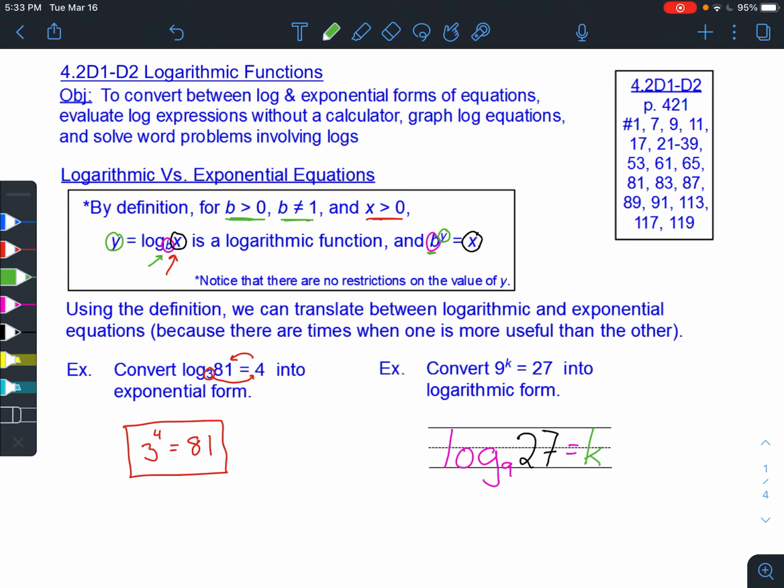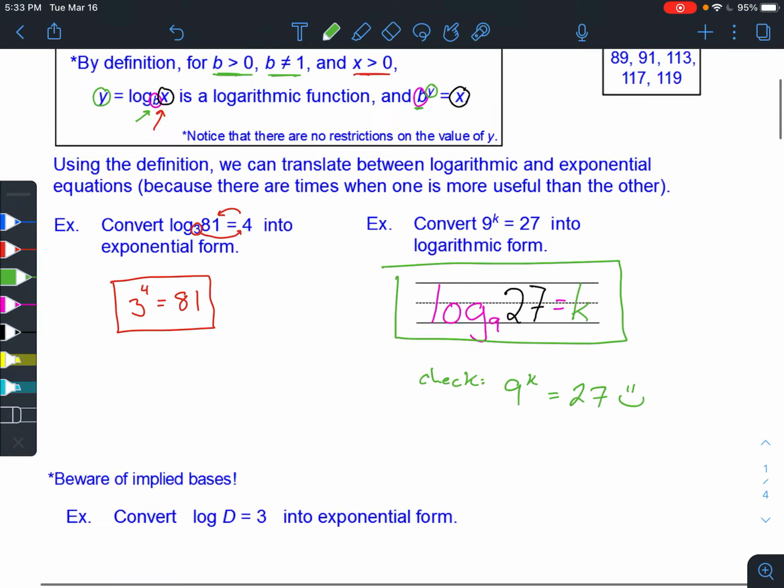You could do that to check your answer here. Pretend that 9, so it is a little bit of a check. Take that 9, squeeze it up against that k, and we get 9 to the k equals, and the number on the other side is 27. So happy face, that is what we started with. The final answer is the thing on the lines right there, but the little check is definitely worth your time doing, especially if you're not very familiar with this. But anyway, there we go.